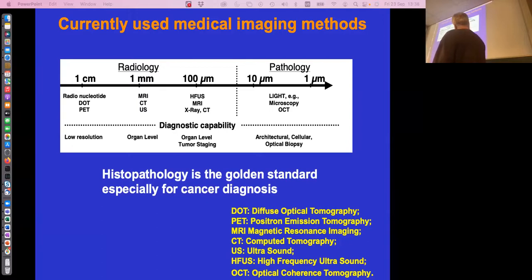Okay, histopathology is still the golden standard for cancer diagnosis, despite all these imaging techniques. The only imaging technique that approaches the resolution that you need for histology is microscopy. Well, microscopy is what the pathologist uses to look at the tissue, with a resolution of about 250 nanometers, a quarter of a micron. But basically all these techniques are light-based. And what I'm going to show you now, OCT, is also a light-based technique. It approaches this resolution that you can have with microscopy.